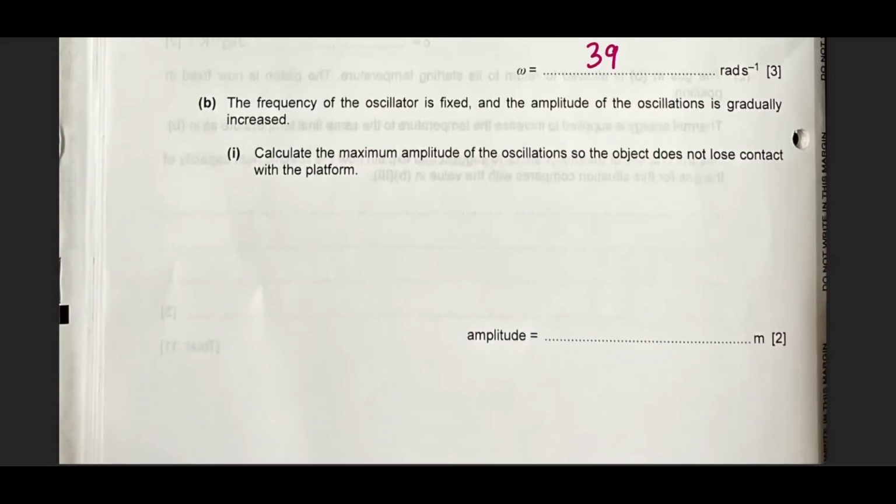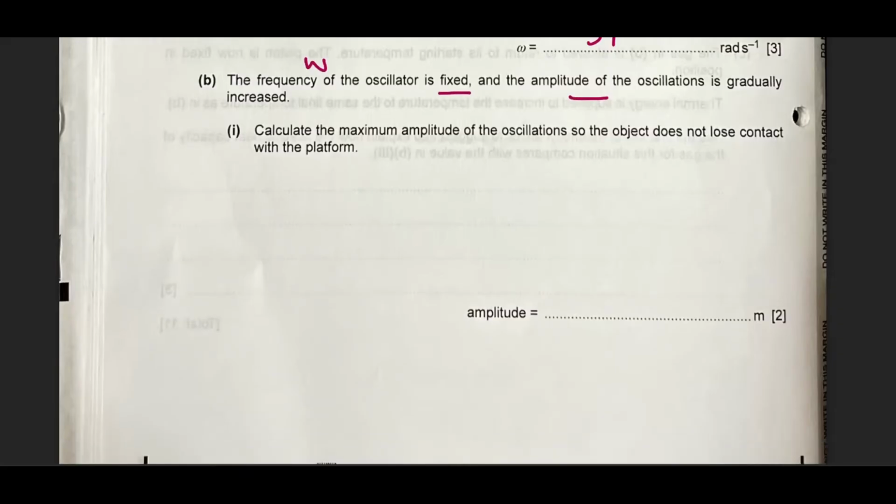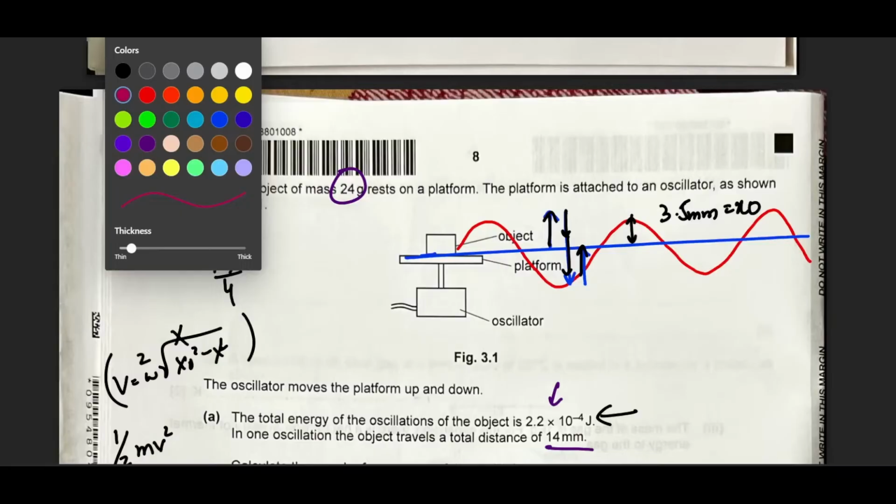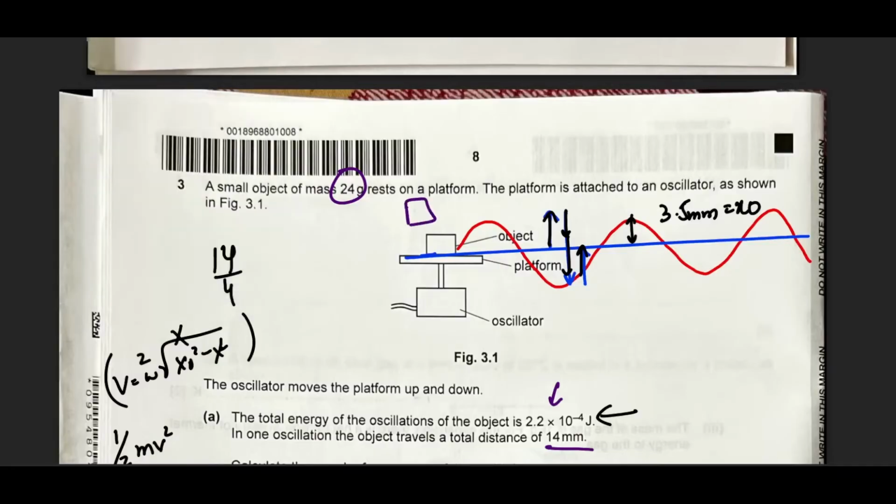The next point is the frequency of the oscillation is fixed. Okay, fine, which means that omega will not change and the amplitude of the oscillation is gradually increased. It says calculate the maximum amplitude of oscillation so that the object does not lose contact with the platform, which means that while this oscillation takes place, its speed is increasing so much that there will come a time that the shelf moves upwards, the box moves upwards, but the shelf quickly returns back and the box does not have enough time to react and come back down again because the shelf is moving so quickly, right? So he's asking you about that time. When will this box lose contact with the shelf?